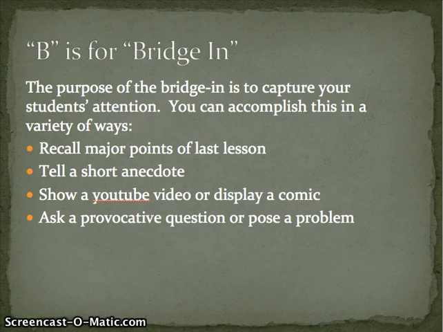You can tell a short anecdote either about yourself or a story that you've heard that's related to the topic that you're going to discuss for the day. Some people like to show a YouTube video or display a comic that is somehow related to the topic that you're going to talk about. Or you can ask a provocative question or pose a problem that you can solve by the end or answer by the end of the class.